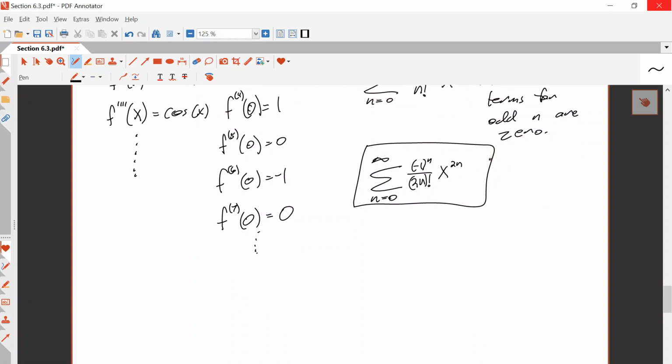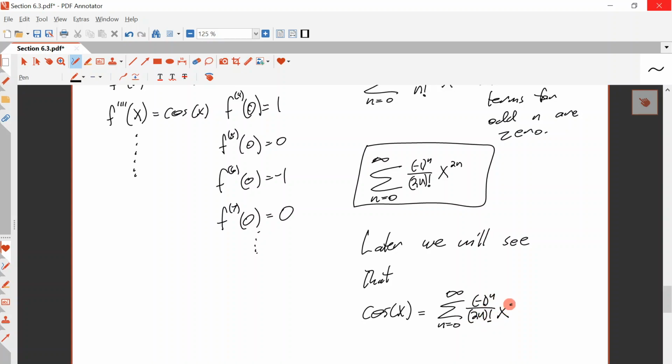All right, later we will see that cosine x is equal to the sum n equals 0 to infinity. It's Taylor-Maclaurin series, minus 1 to the n over 2n factorial x to the 2n, and then get this, for all x. So the interval of convergence is infinite. Cosine x is always equal to its Taylor series for every x.